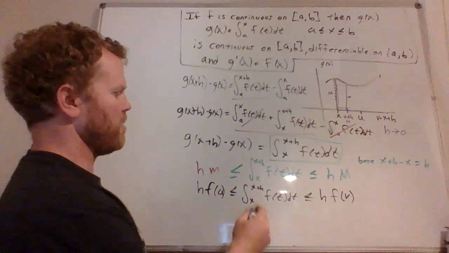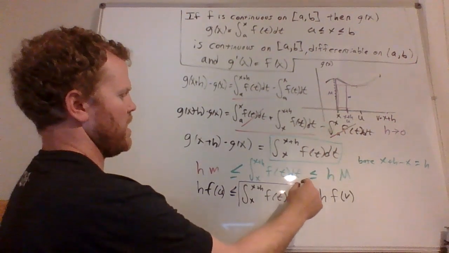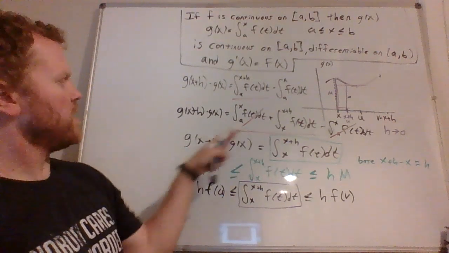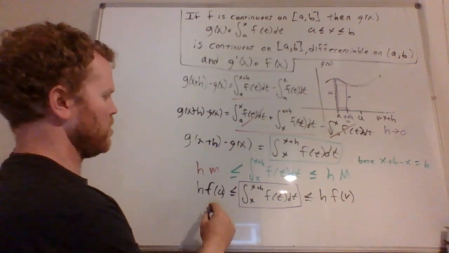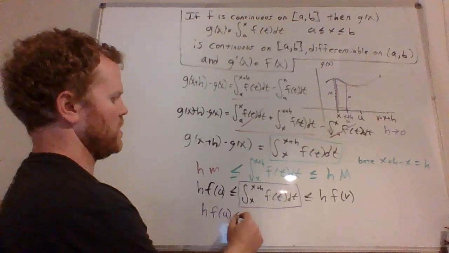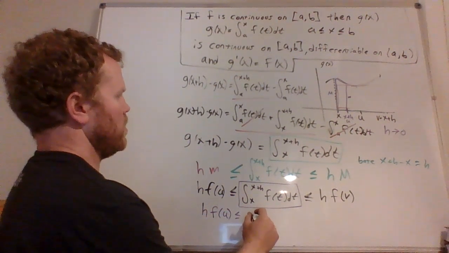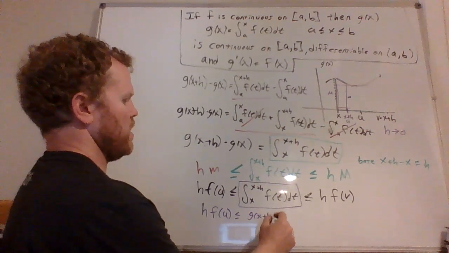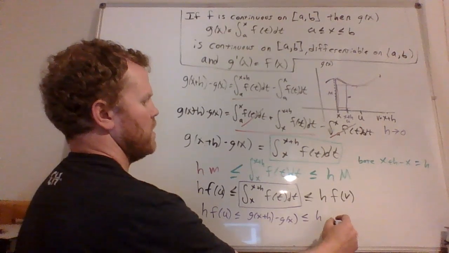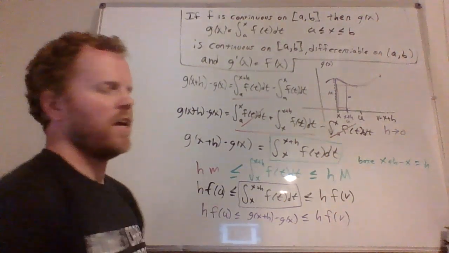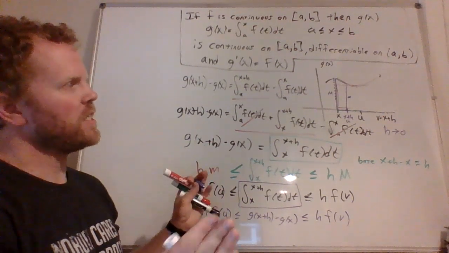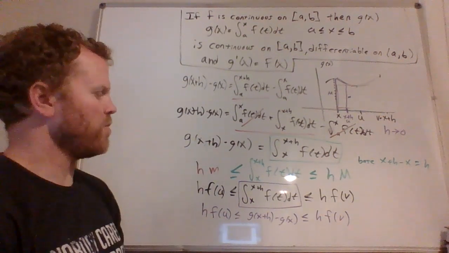So here's what else I want to do. I want to take this part here, and I know that that part here is this g of x plus h minus g of x. So we can rewrite this as h f of u is less than or equal to g of x plus h minus g of x, less than or equal to h f of v. And again, we're looking at this thing as h gets closer and closer to 0. And the idea is we're shrinking the region.